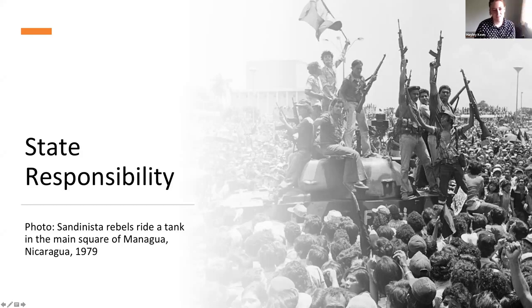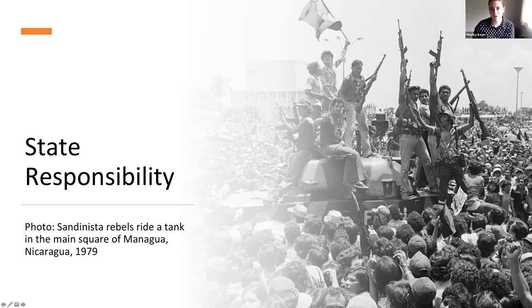So the first slide we have up, I hope you can see, is a photo of Sandinista rebels riding a tank in the main square of Nicaragua in 1979. Everyone will know that the Nicaragua case is super important to state responsibility for so many reasons, but in particular because it gives us the overarching scope about what could be attributed to a state, in this case, the United States, when they're using people and groups that are not necessarily US uniformed personnel, but are doing the work of, in this case, the United States.